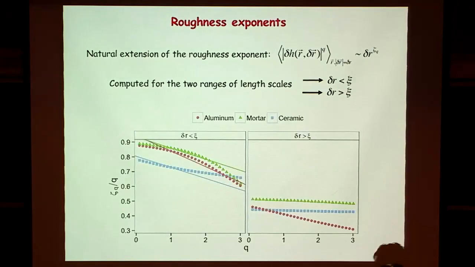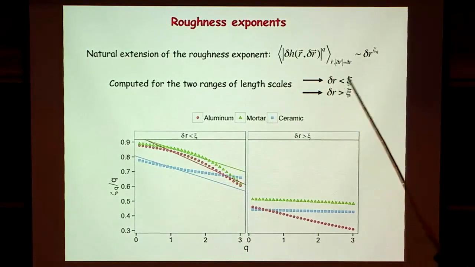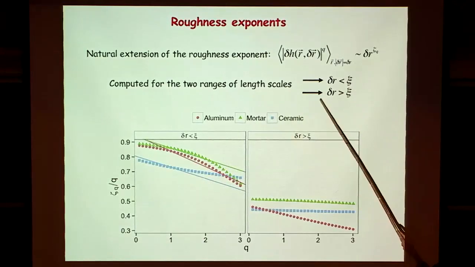Since now I have defined these two ranges of length scale that apparently show different types of property, I'm going to come back to the concept of scaling exponent and compute the scaling exponent at these two length scales. I'm going to extend the concept of roughness exponent to a multi-affine spectrum, where theta q corresponds to the scaling of the moment of order q of the distribution, and the roughness exponent used previously was zeta 2 over 2. And I'm going to compute it on these two ranges of length scale.